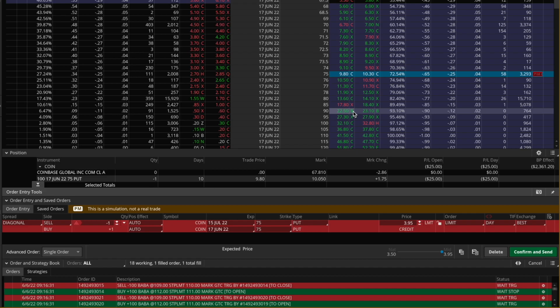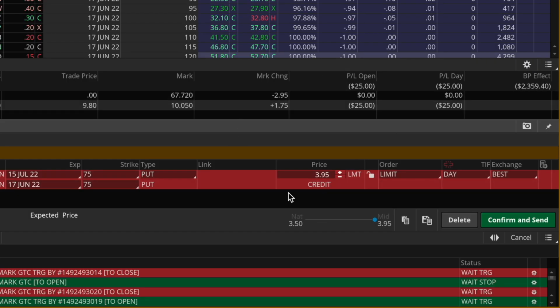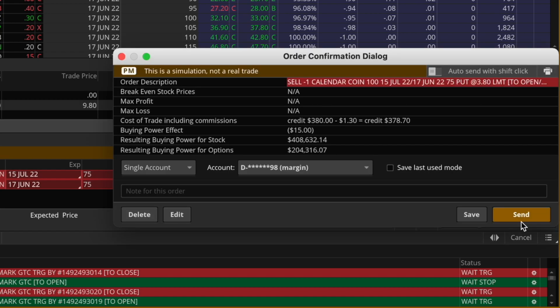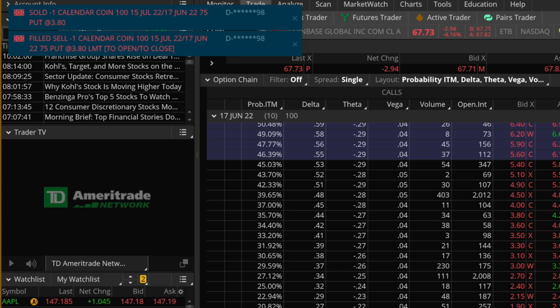So now with all that said, let's go ahead and make this order official here. As you can see, the credit actually dropped to only $395. That's because the prices on these Coinbase contracts are definitely a bit wide. So perhaps I'll come down even further to maybe $380 and see if I can get filled here immediately. So now we'll go to confirm and send the order. And there we go, just got filled at exactly $380.